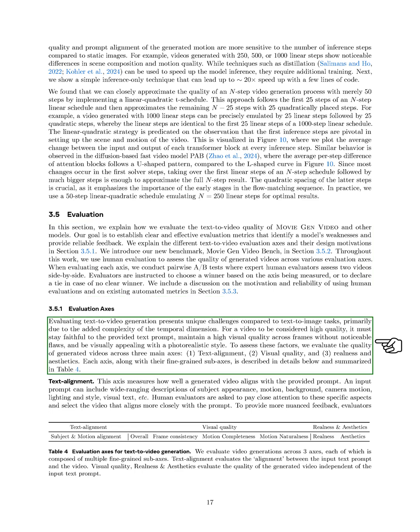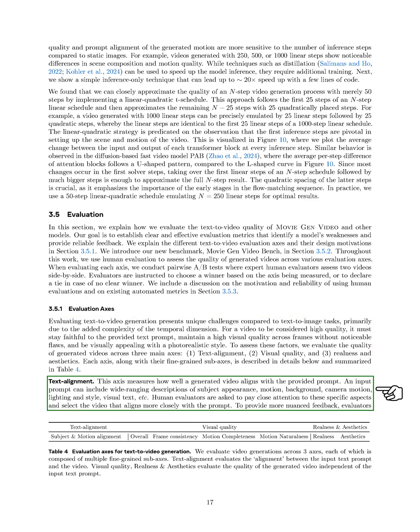When it comes to evaluation axes, we face unique challenges in text-to-video generation due to the added complexity of time. A high-quality video must accurately reflect the provided text prompt, maintain visual quality across frames, and be visually appealing with a realistic style. We evaluate generated videos based on three main axes: 1. Text alignment, 2. Visual quality, and 3. Realness and aesthetics.